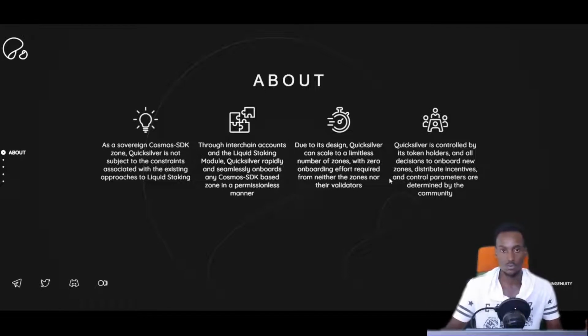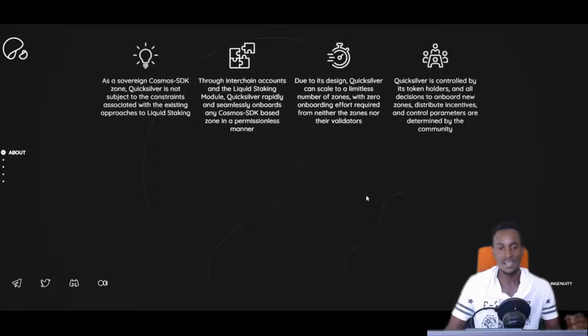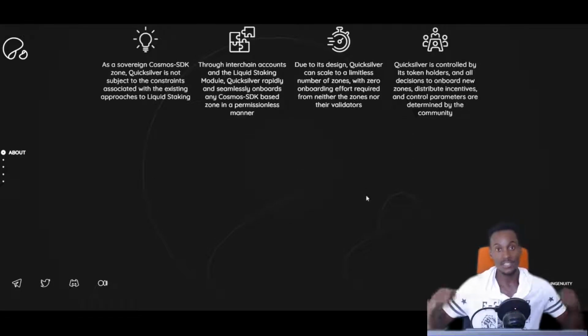And this speaks to these automated market makers, these smart contracts, automated market makers in terms of DeFi, but also smart contracts in terms of what smart contracts actually do, automating the processes of these DeFi platforms. So Quicksilver is controlled by its token holders, and all decisions to onboard new zones, distribute incentives, and control parameters are determined by the community. So this speaks to the idea of decentralization and basically delegating your votes to a validator and the ability to actually make decisions, because most of these transactions are going to be on chain as opposed to being off chain.